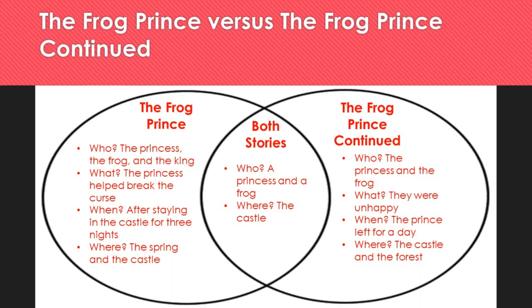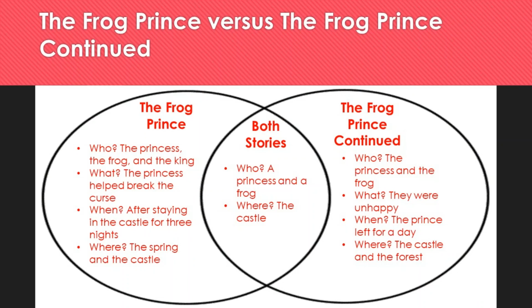And so the setting of this story takes place in 2 different places. We have the spring and we have the castle. When you listen to The Frog Prince Continued, the only characters are the princess and the frog, but he's now the prince, and they are very unhappy. So, because of this unhappiness, the prince leaves for a day. He wants to be a frog again. This story takes place in the castle and the forest.